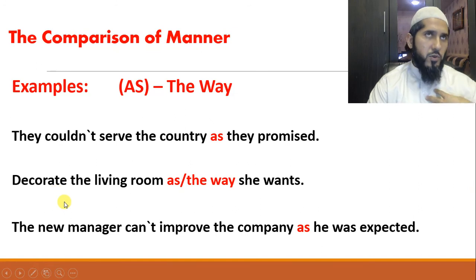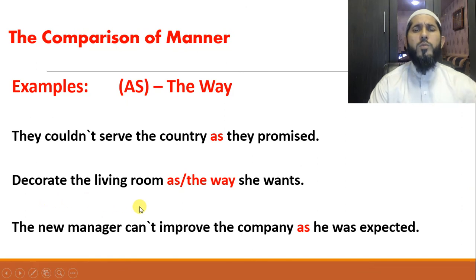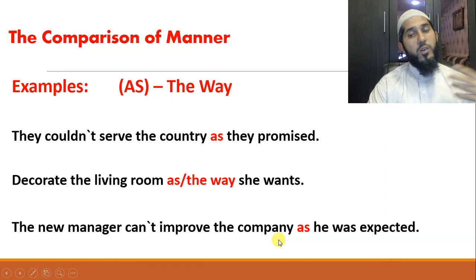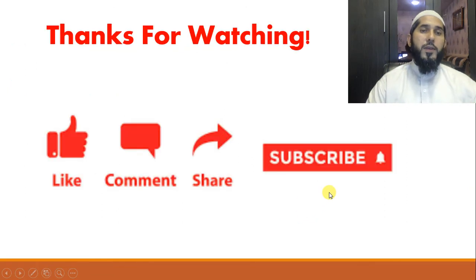So for example, you're asking me how should I decorate my living room, and I'm telling you: decorate the living room as she wants, or the way she wants, okay? The new manager can't improve the company as he was expected, or the new manager couldn't improve the company the way he was expected. Okay, so that's possible.